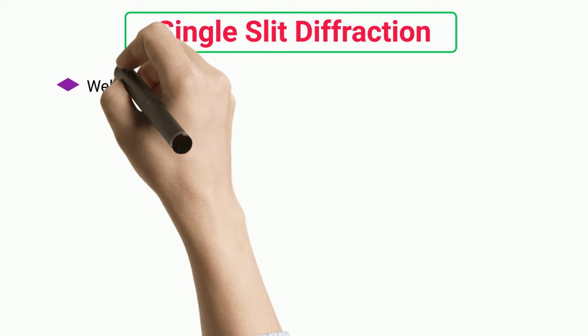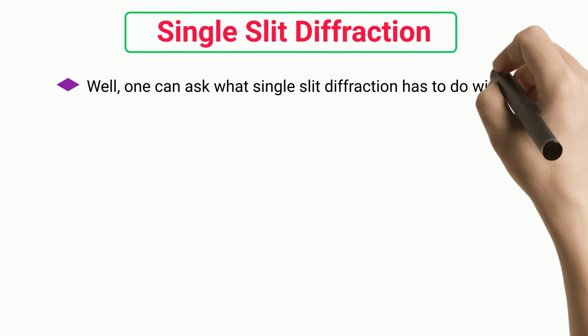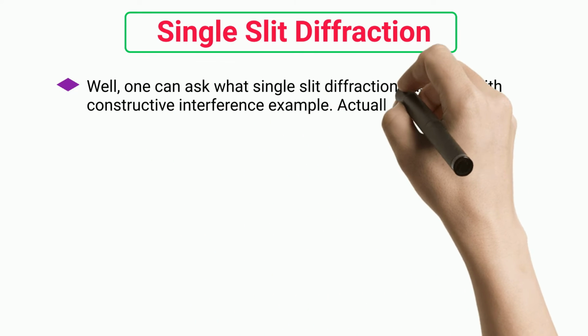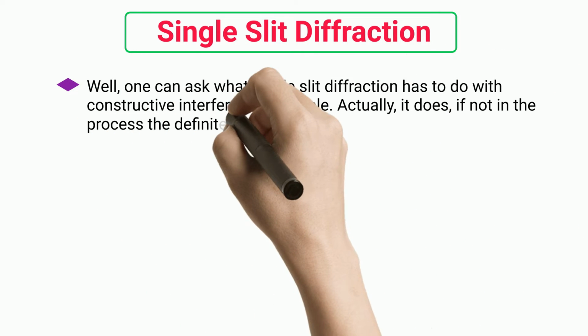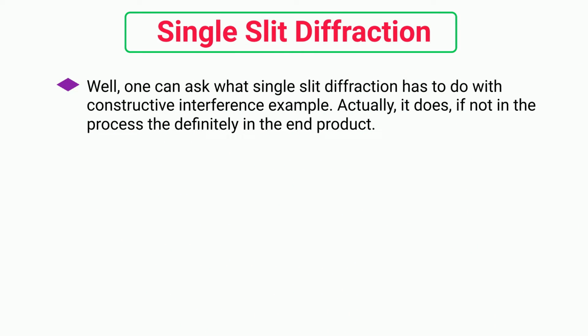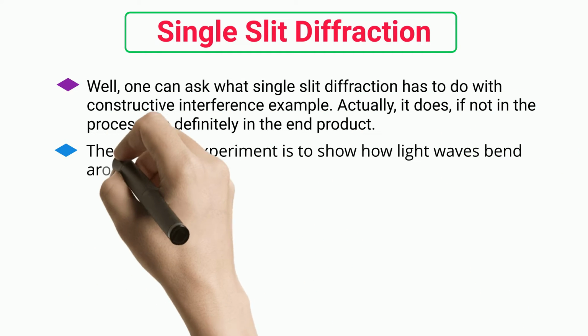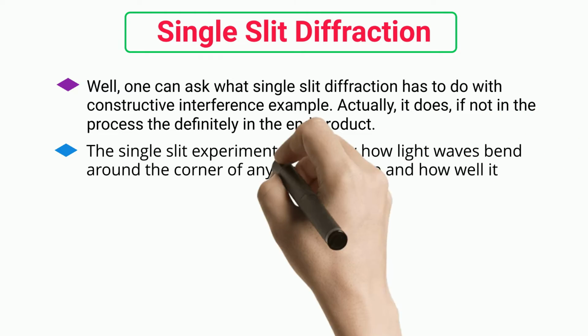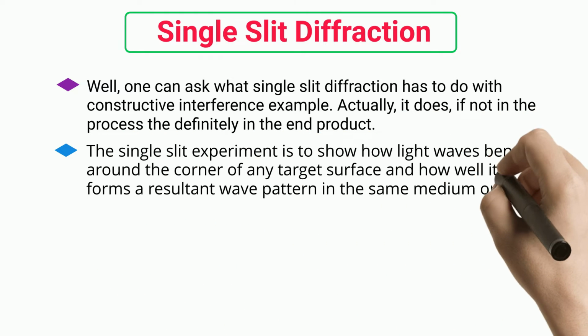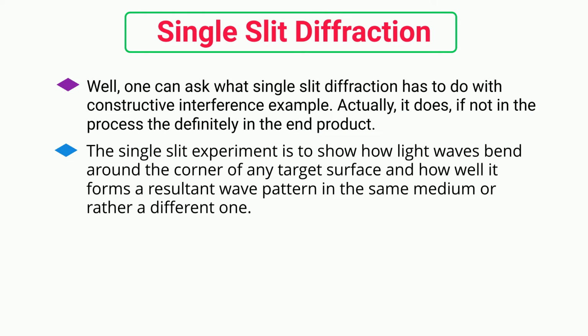Single slit diffraction. Well, one can ask what single slit diffraction has to do with constructive interference examples. Actually, it does, if not in the process then definitely in the end product. The single slit experiment is to show how light waves bend around the corner of any target surface, and how well it forms a resultant wave pattern in the same medium, or rather a different one.